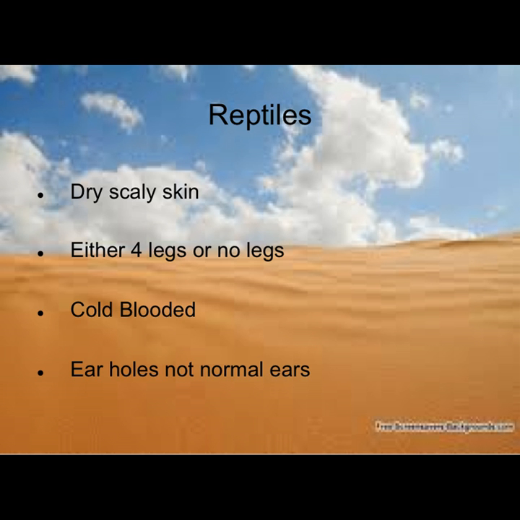The second type of animal is a reptile. Reptiles have dry, scaly skin, and they either have four legs and sometimes they have none. They're cold-blooded, and instead of having normal ears, they have ear holes.